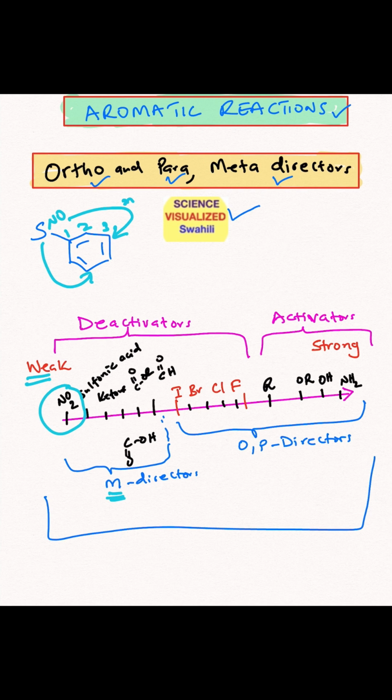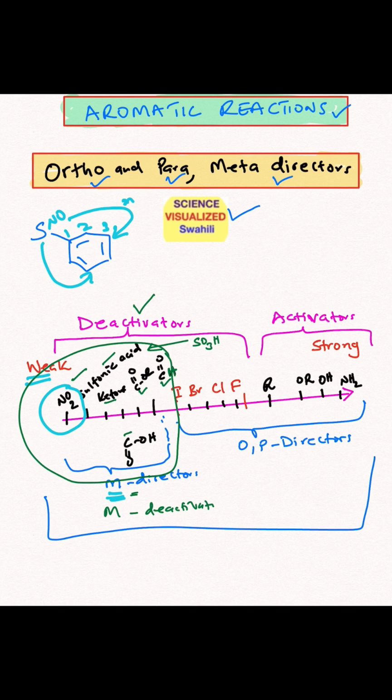Actually, all these groups here are meta directors. So NO2, sulfonic acid, and sulfonic acid is SO3H. Ketones, carboxylic acid, esters, and aldehydes. So that's hydrogen there. Aldehydes. All those are meta directors. That means they deactivate the ring. So meta directors deactivate the ring.